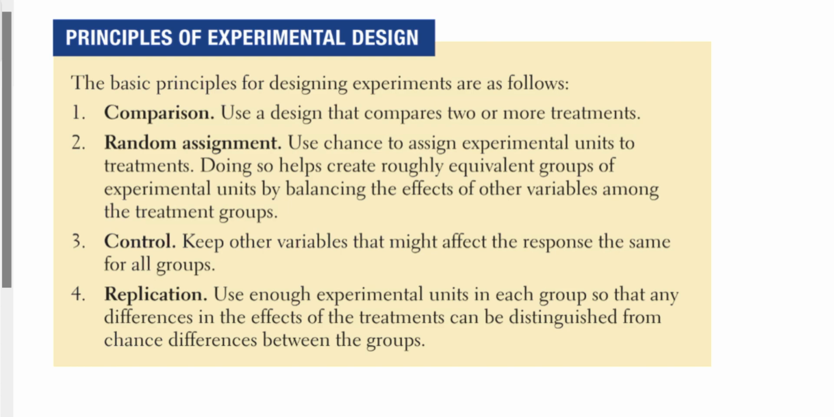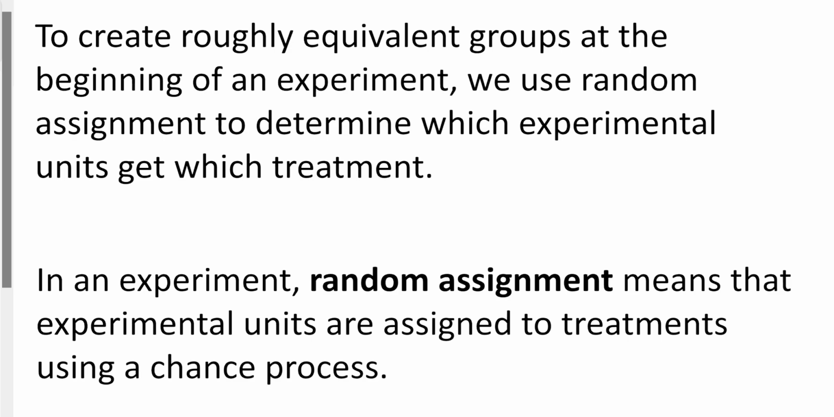All right? So in order to create roughly equivalent groups at the beginning of an experiment, we use random assignment. It's going to be abbreviated as RA, oftentimes, random assignment, to determine which experimental units get which treatment. Okay? If we actually use random assignment, we'll be able to actually establish cause and effect. So in an experiment, random assignment means that the experimental units are assigned to treatments using a chance process, which we've talked about different chance processes like random number generators or random names in a hat.